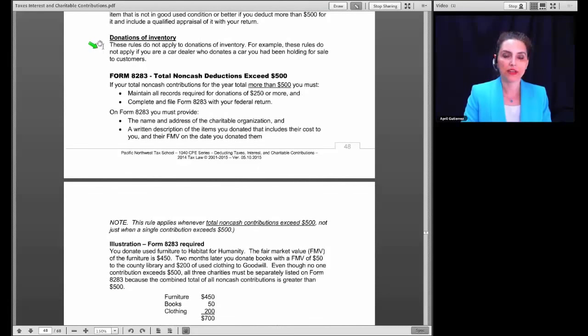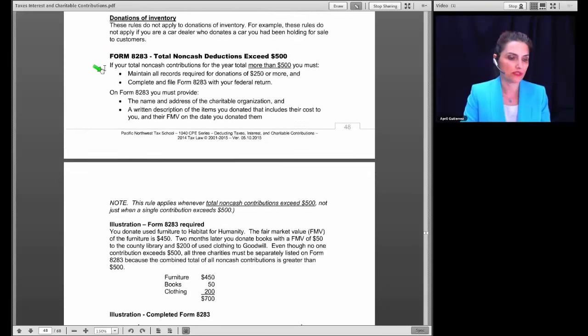Donations of inventory. These rules do not apply to donations of inventory. For example, these rules do not apply if you are a car dealer who donates a car and you had been using the car for resale or holding the car for resale for customers.